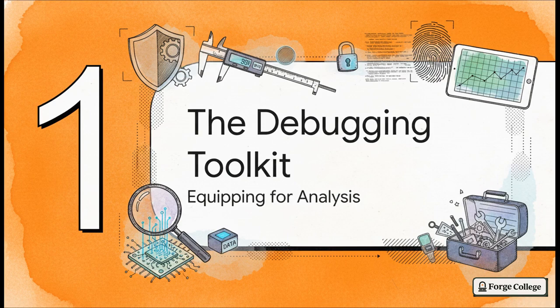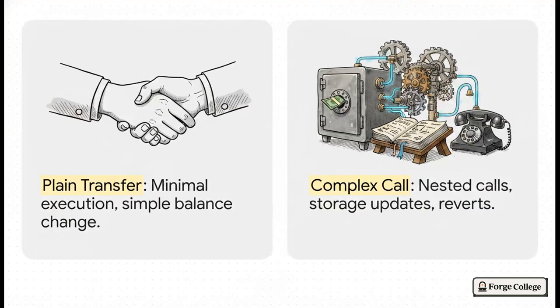Equipping for analysis. Right, so before we can solve any on-chain mysteries, we've got to understand the environment we're working in. We need to clearly recognize the difference between a plain transfer and a complex contract invocation. A plain transfer is super simple. It's literally like handing someone a $5 bill. There's minimal execution and just a straightforward balance change. But a complex contract invocation, man, that's a whole different beast. That's like handing someone a $5 bill, but they have to lock it in a safe, update a ledger, call their mom, and if she doesn't pick up, they have to hand the bill right back to you. It involves nested internal calls, storage updates, revert conditions, and it can fail in some deeply nested, incredibly mysterious ways.